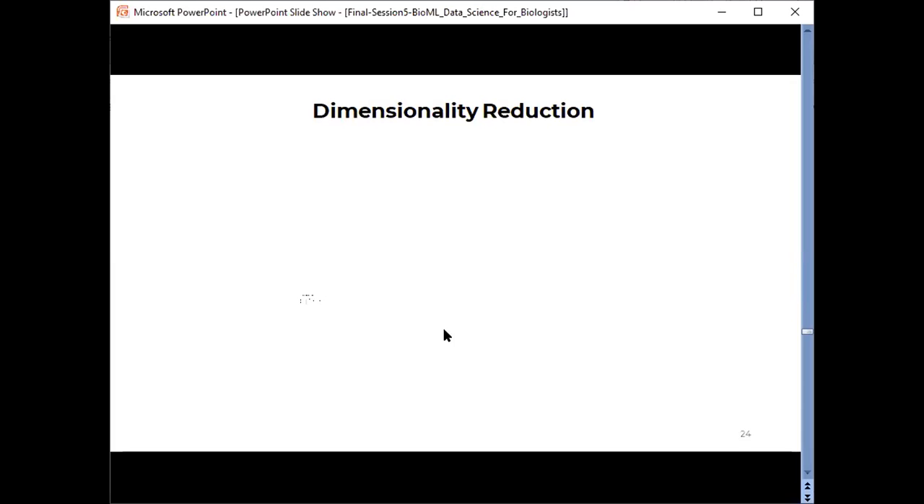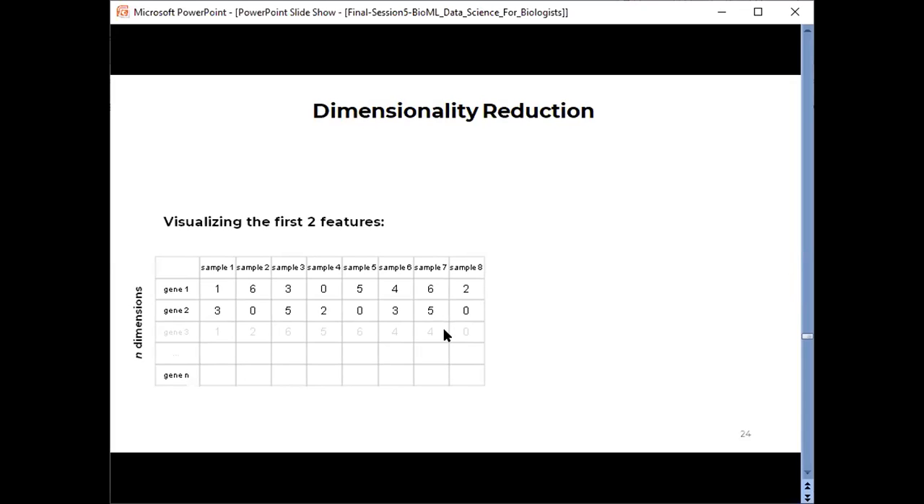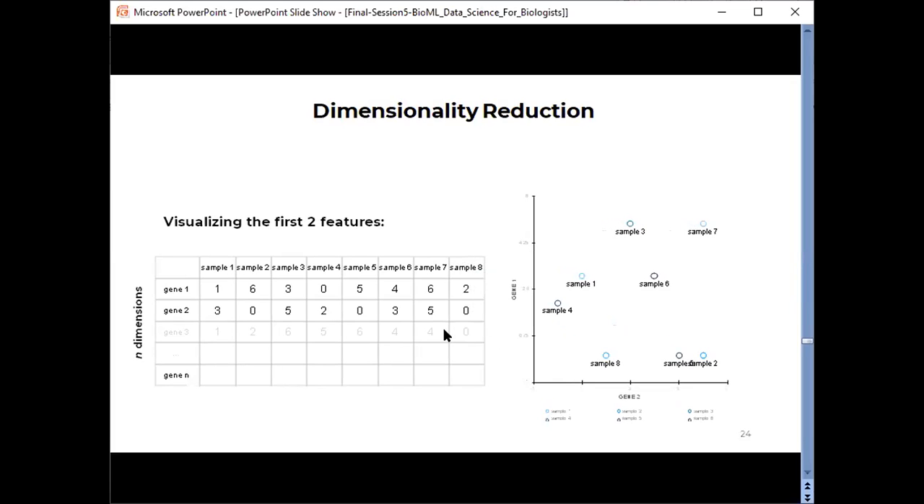What does it mean? If we look at our table of expression, we will see that it has thousands of genes, that is rows, and several columns for the samples. If we take the first two genes in this table, we have 8 samples. We can visualize the samples in two-dimensional space by taking the expression of the two genes across 8 samples. In this plot, genes are the dimensions, representing the x-axis and the y-axis, while samples represent the objects or the data points.